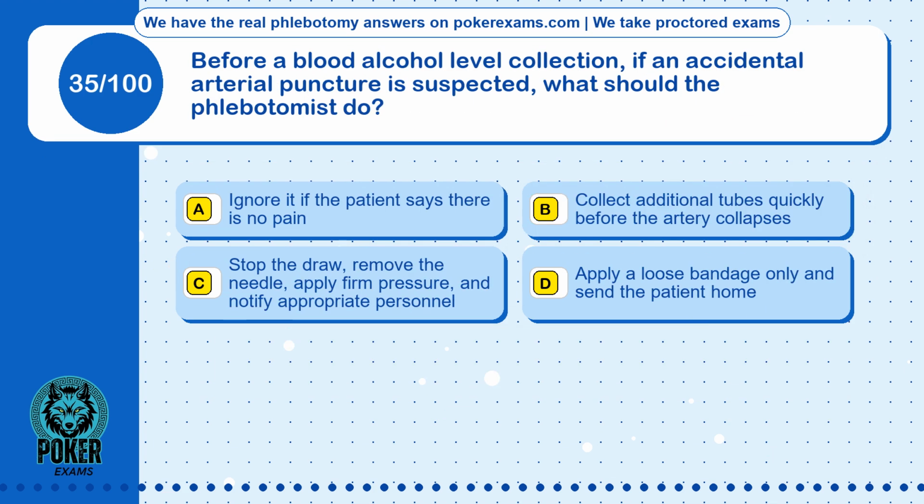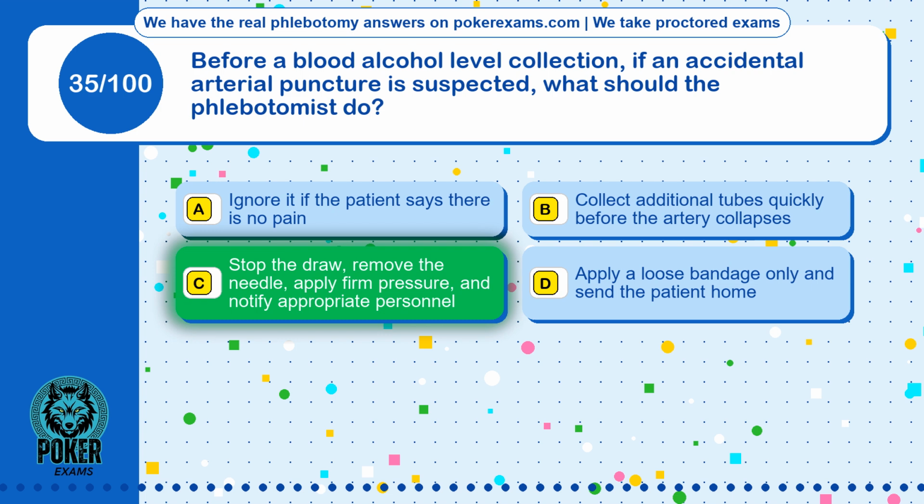Question 35. Before a blood alcohol level collection, if an accidental arterial puncture is suspected, what should the phlebotomist do? Option A. Ignore it if the patient says there is no pain. Option B. Collect additional tubes quickly before the artery collapses. Option C. Stop the draw, remove the needle, apply firm pressure, and notify appropriate personnel. Option D. Apply a loose bandage only and send the patient home.